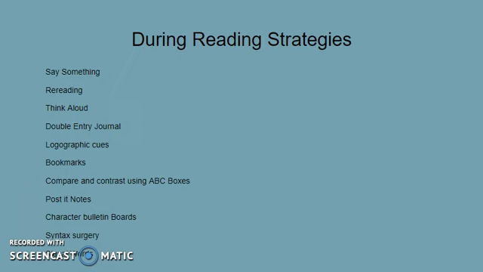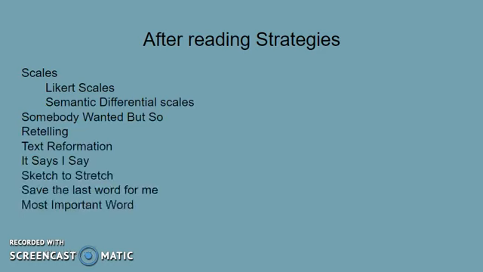I already talked about the character bulletin board, and then you've got the syntax surgery, when you go through and find all the words and the sentences, and you sort of break it apart and analyze how the story is put together. And then you have your signal words, which you know what these words are in the beginning, but then when you find these words, they help you stop and think about what the story is telling you.